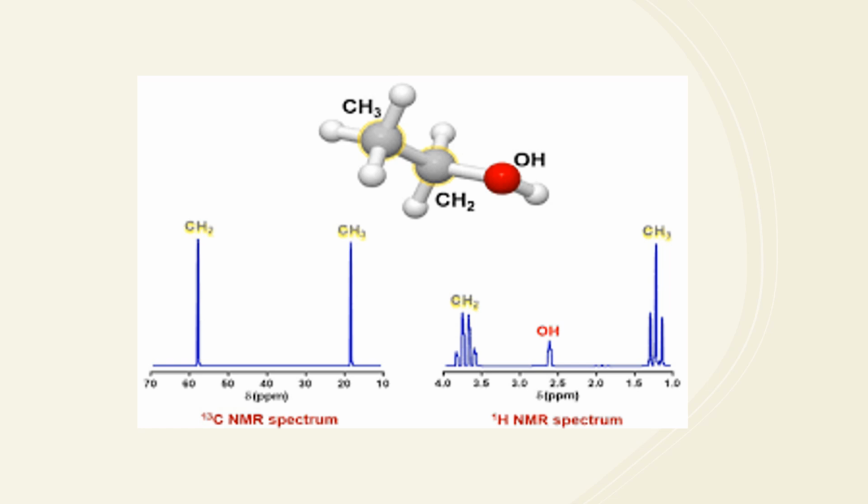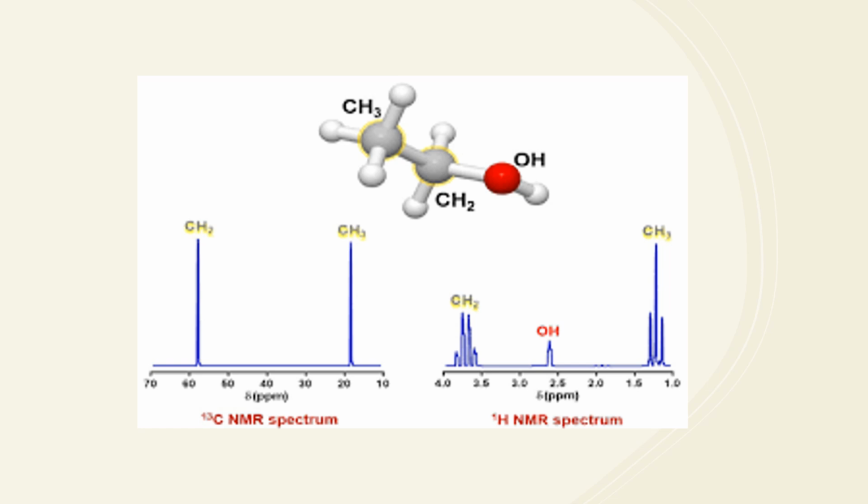The single peak in the range of 2.0 to 2.5 parts per million is attributed to the hydroxyl group, or OH. The integration value here shows 1 proton, which matches the single hydrogen in the hydroxyl group. This peak is often a broad singlet due to rapid exchange of hydroxyl protons, meaning it doesn't strongly couple with other protons in the molecule.